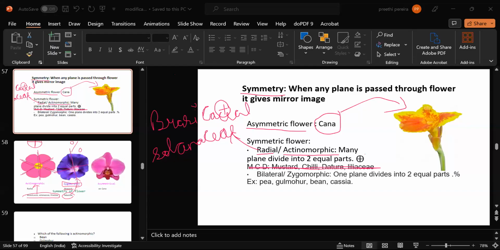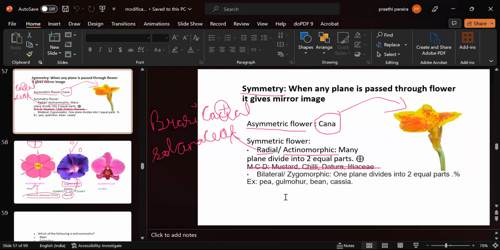So we did symmetry. We found that three types of symmetries are present in a flower. If you take a flower and try to cut it into two equal halves in any plane, and you don't get equal halves, then we call it an asymmetrical flower. Example, only one flower, canna.